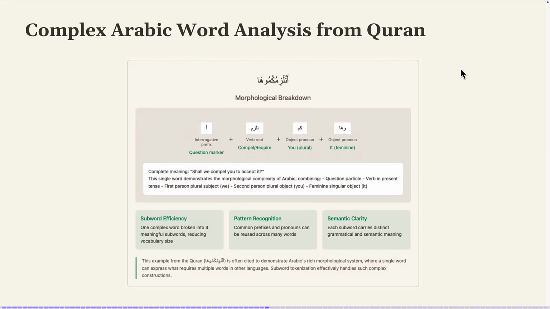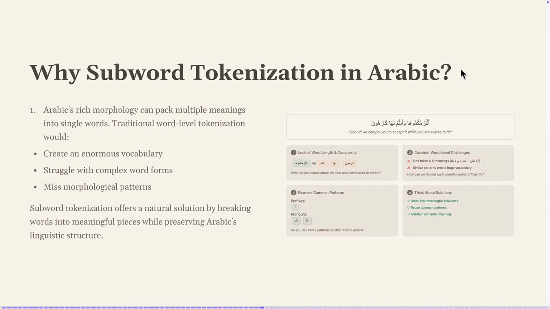And now you can see that these complex types of Arabic words require pattern recognition. So there is a particular pattern here, okay? And this pattern, you probably cannot find in other types of languages, okay? There is a semantic clarity. Each subword carries a distinct grammatical and semantic meaning here. So if we consider these different tokens, okay? Of course, with the larger scale of data that we can train a transformer on, it can understand that this could have an interrogative meaning, this can have an object pronoun meaning, okay? But this is based on the quality and the quantity of data that we'll be using to train a transformer on.